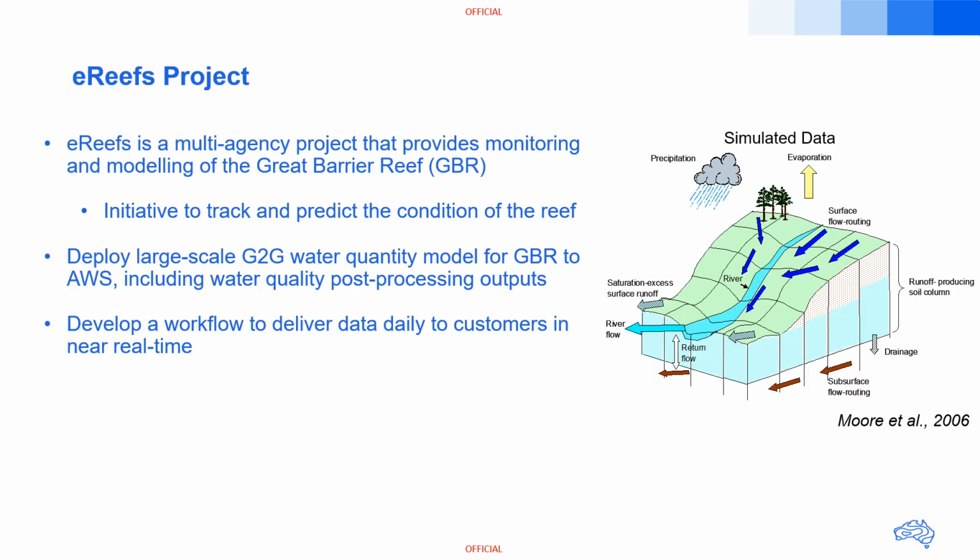Grid-to-grid itself is a hydrological model designed by the UK Centre of Ecology and Hydrology. It simulates the stream flow across the surface by dividing land surface area into grids and then using these as predictors for water flow between these cells. To deploy this model, we developed a workflow in Airflow to deliver data daily to our customers in near real time.